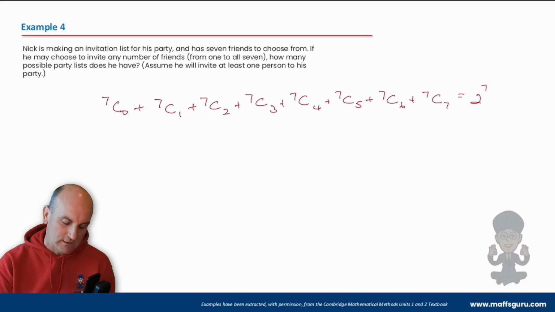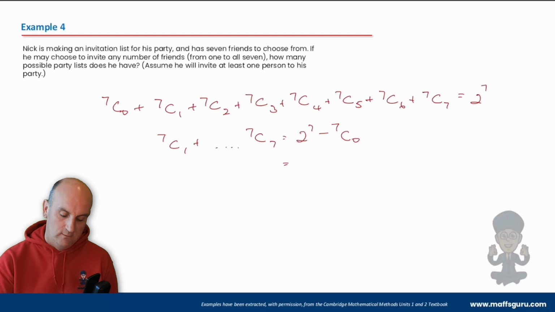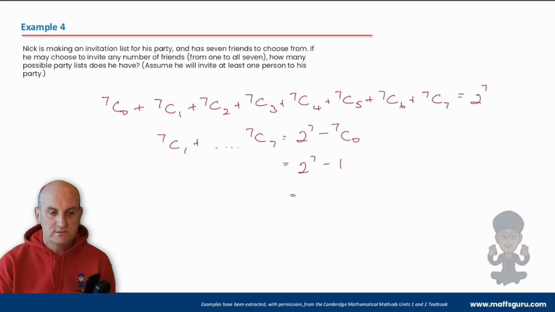But he hasn't got this, right? That's not currently in there. So I'm going to take that away from both sides, which gives me 7 choose 1 plus all the way up to 7 choose 7 is going to be equal to 2 to the power of 7 minus 7 choose 0. And there are certain important ones that you need to use. And 7 choose 0, anything with a 0 down here is always going to be 1. So it's going to be 2 to the power of 7 minus 1, which again, I can put into my calculator. I absolutely know that 2 to the power of 7 is 128 from my computer programming days. So that's basically 128 minus 1, which is 127 ways.